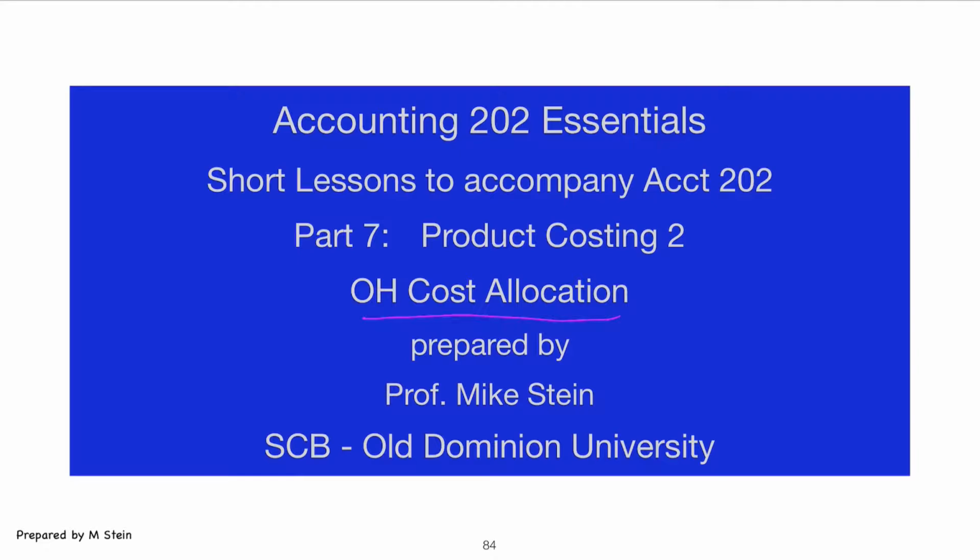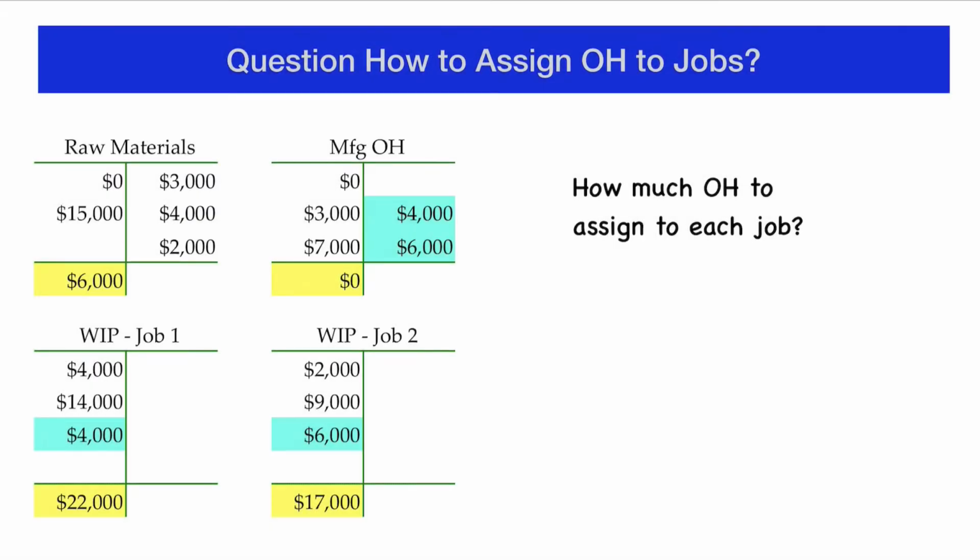Now, it's not a difficult decision from the point of view of determining cost for generally accepted accounting principles. However, it is a difficult decision if you're trying to get the costs that are assigned to a product to actually reflect the actual cost of that product. In the previous video, we took the overhead account, which had a balance of $10,000, and assigned it to the jobs with the allocation of $4,000 and $6,000. But I didn't explain where that allocation may have come from or how it was done.